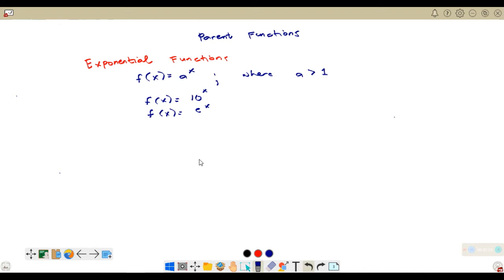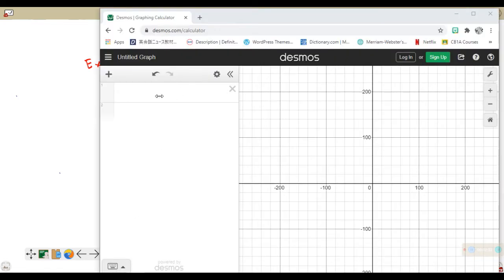So, same approach pa rin tayo. We're going to show the graph. And then after that, we will discuss the properties for the function. So, alam na natin yung parent function niya. Lagay na natin yung graph.